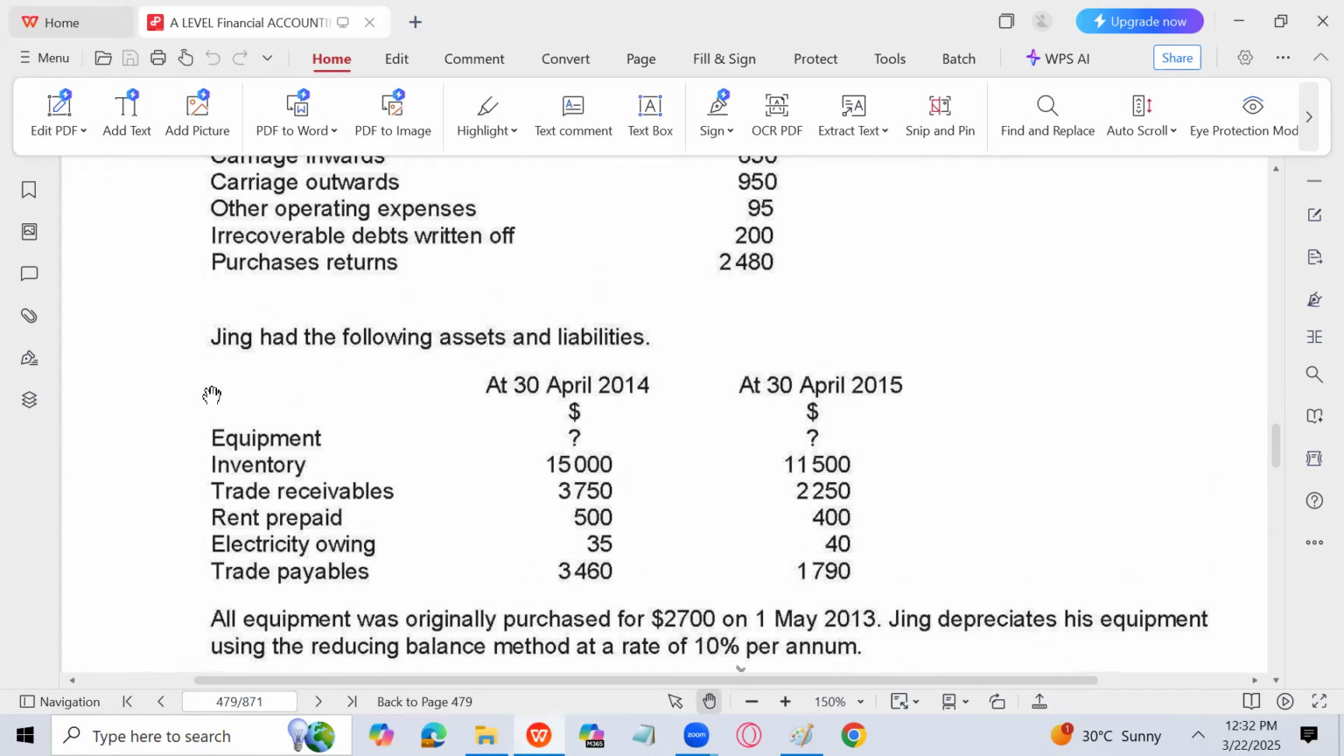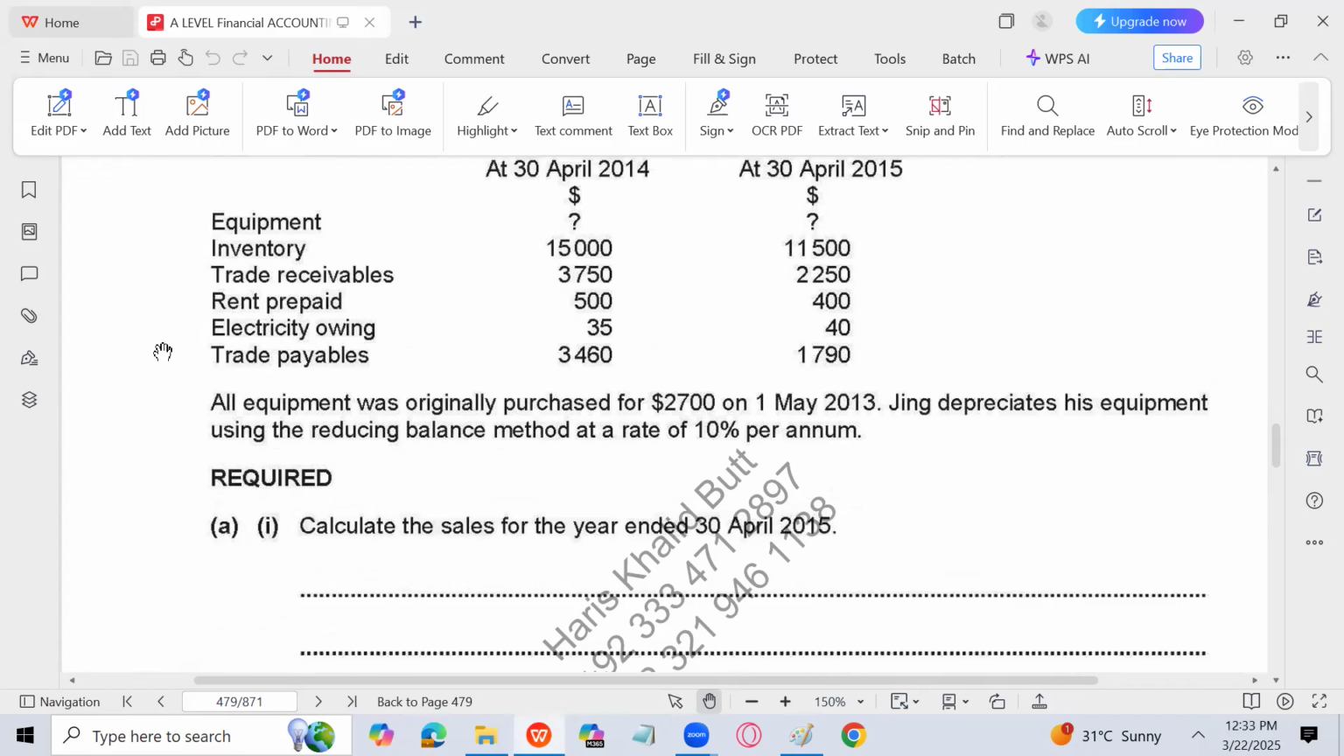If the opening or closing balance of any expense or income is given in the question, we have to prepare a proper expense account to find the missing figure of profit and loss.